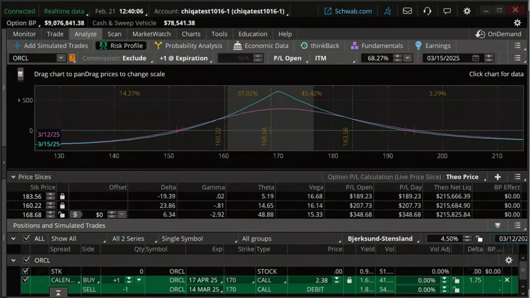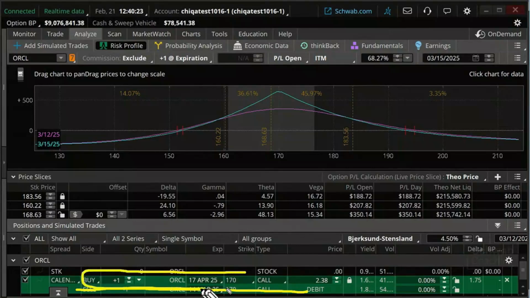Leon says, what about March 15th? Well, why did this whole graph just kind of mess up? When I went past expiration, at expiration this short contract would expire, and all I would be left with would be my long contract. So that's what that is.